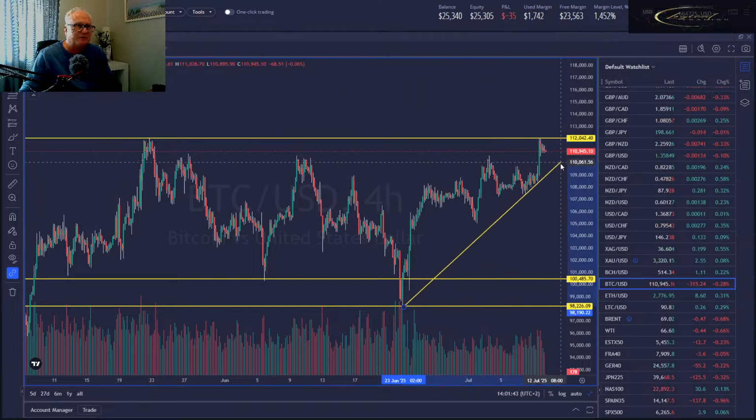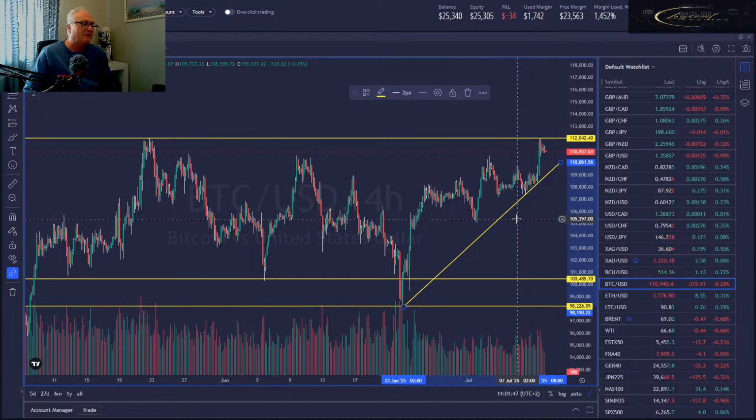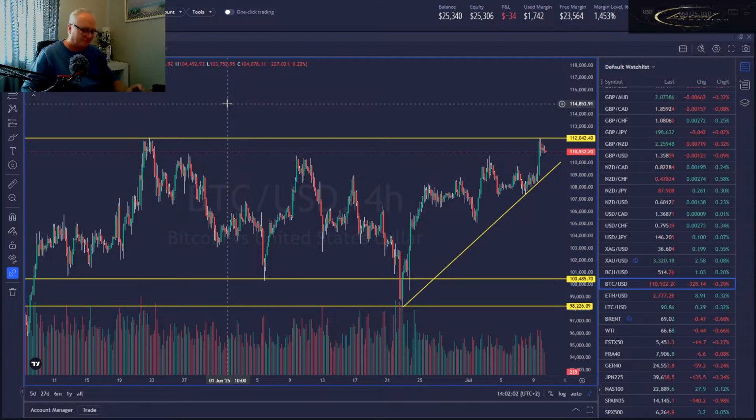Let me just redesign that trend line over there. I just want to have a look and see, you know, if Bitcoin was to break down below this 110 again, perhaps we could be going back down. I wouldn't be too excited about it flying. Let's just keep an eye on it. It is Bitcoin after all.